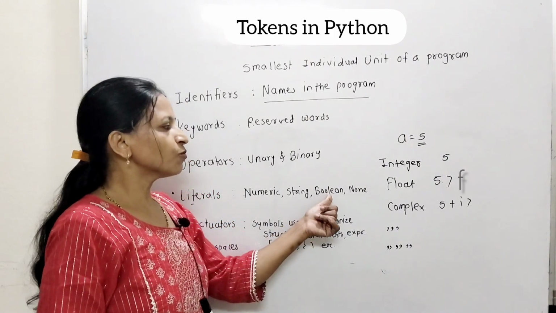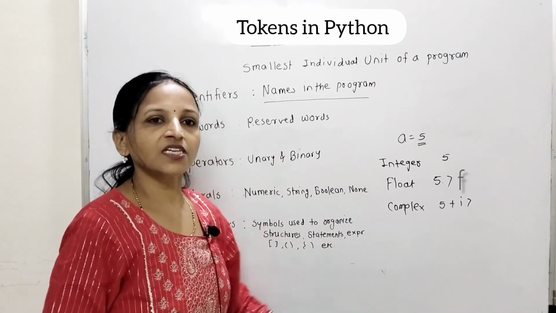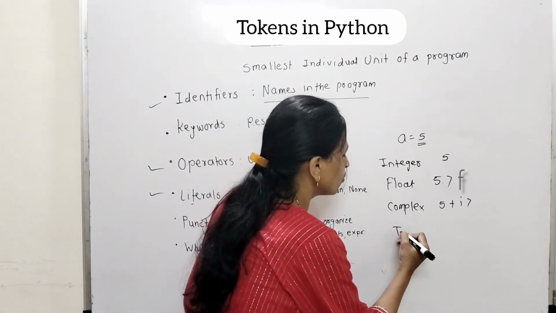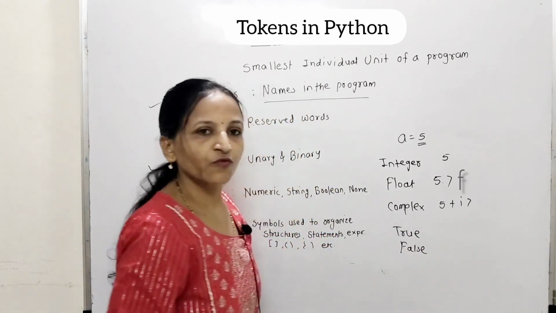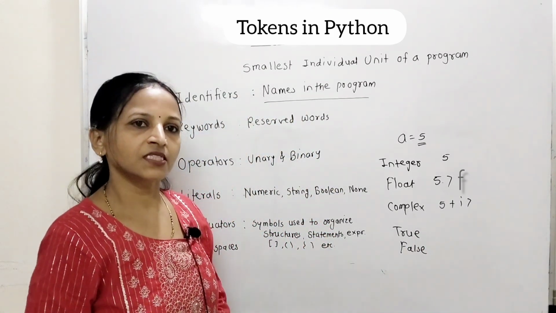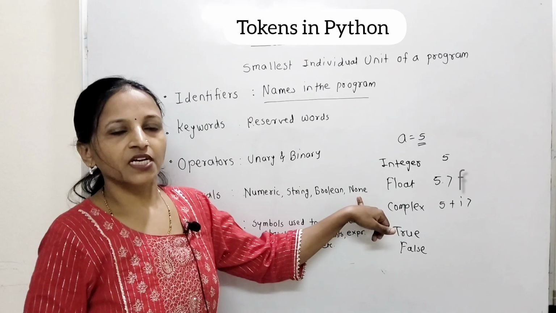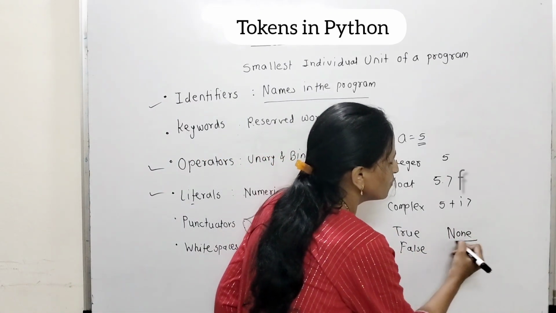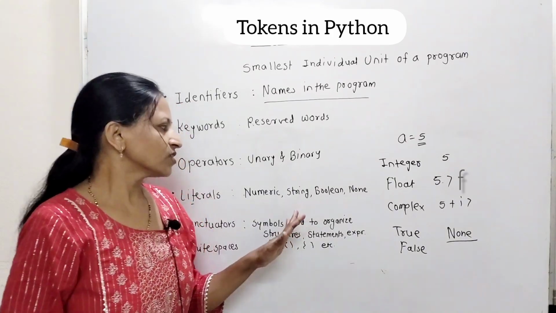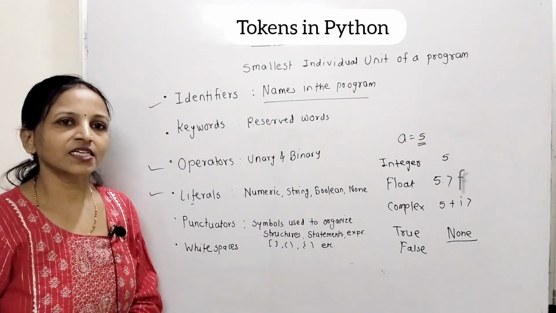The next one is the boolean literal. A boolean literal has only two values, true or false. Actually, true means 1 and false means 0. None is one more literal, a special literal. It has nothing value, meaning no value, that is None. These are the literals present in Python.